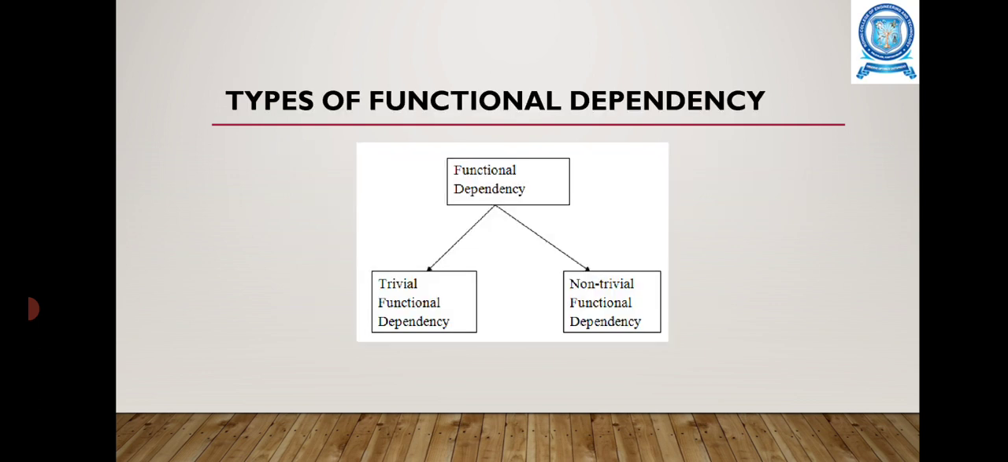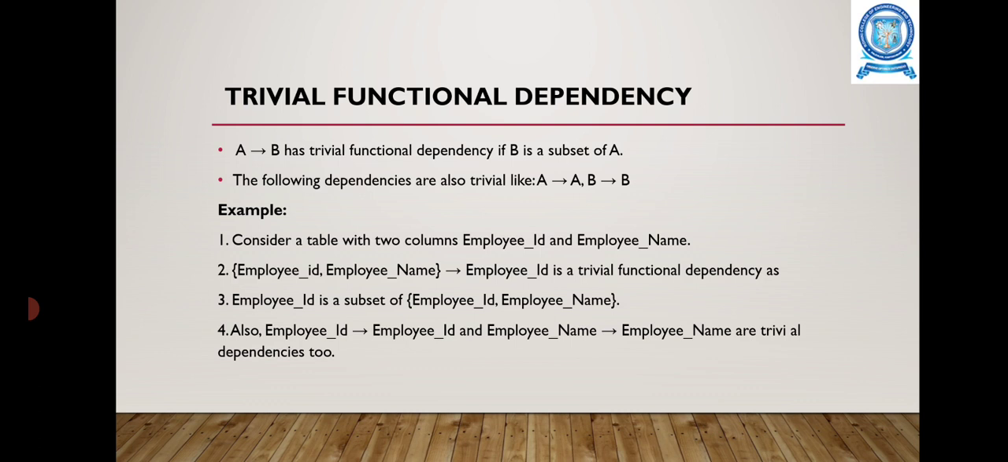Next, the types of functional dependency. There are two types of functional dependency. The first one is the trivial functional dependency, and the second one is the non-trivial functional dependency. The trivial functional dependency means A tends to B is trivial if B is a subset of A. That means the following dependencies are trivial, like A tends to A, B tends to B.